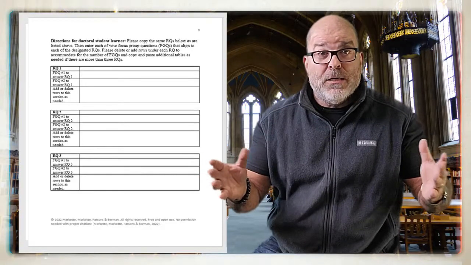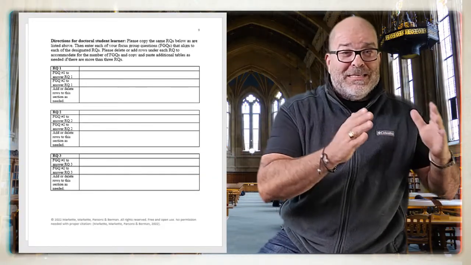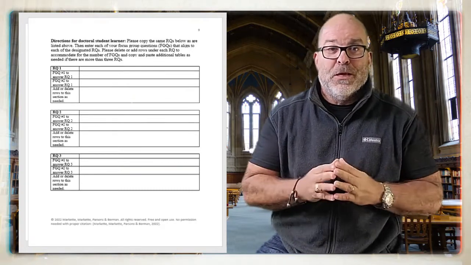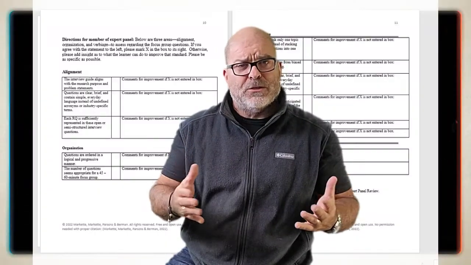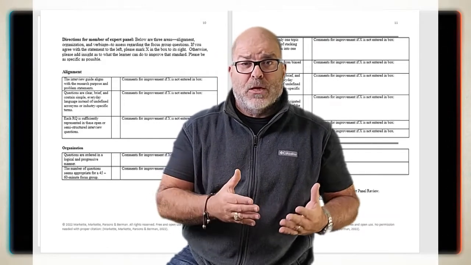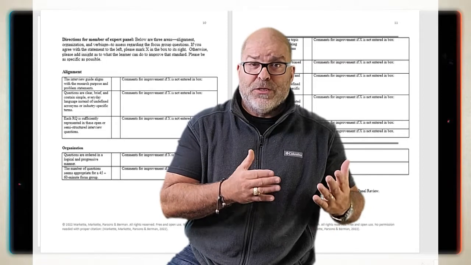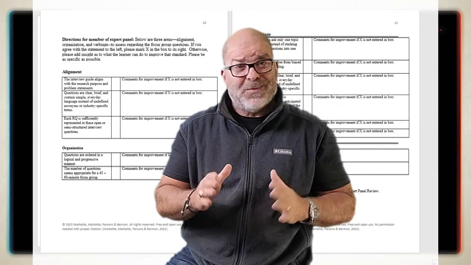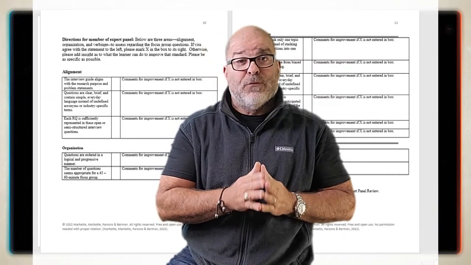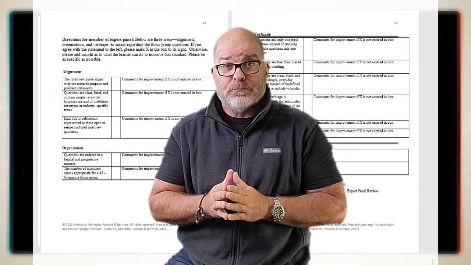As you look at page 9, you should recognize it is identical to pages 2 and 5. Just follow those same directions. There should be a sense of familiarity as you glance at pages 10 and 11. These will be filled out by the expert panel member as they evaluate the FGQs on page 9. Again, they will be providing feedback for alignment, organization, and verbiage of your FGQs.